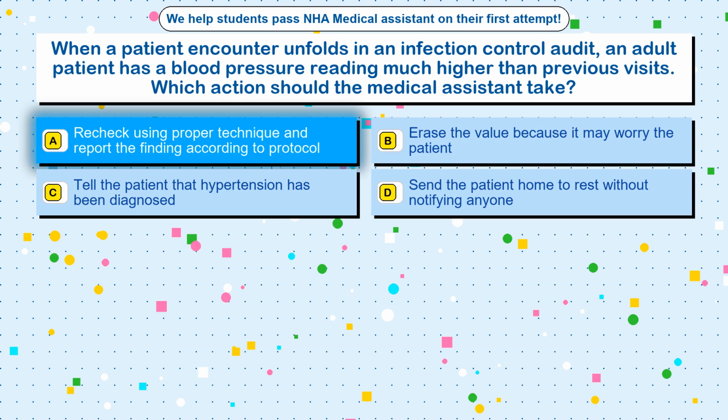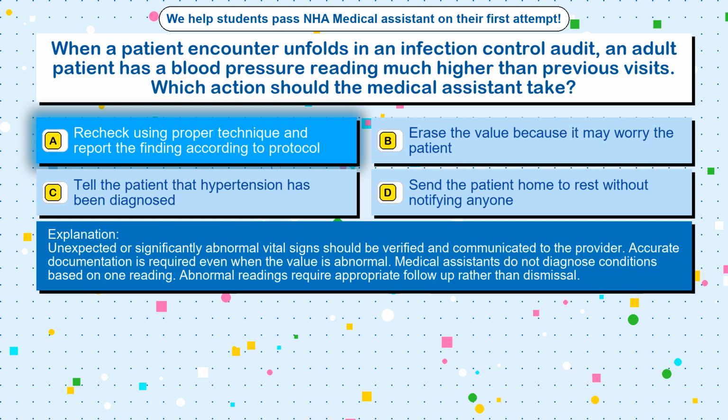The correct answer is option A, recheck using proper technique and report the finding according to protocol. Unexpected or significantly abnormal vital signs should be verified and communicated to the provider. Accurate documentation is required even when the value is abnormal. Medical assistants do not diagnose conditions based on one reading. Abnormal readings require appropriate follow-up rather than dismissal.